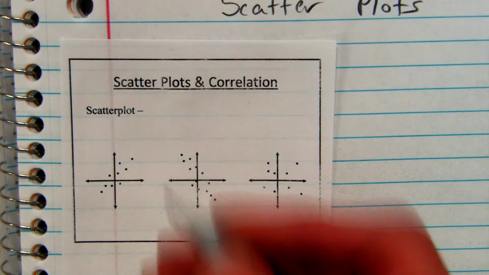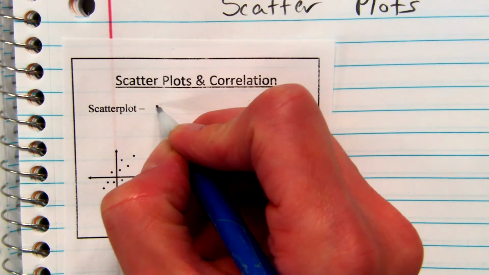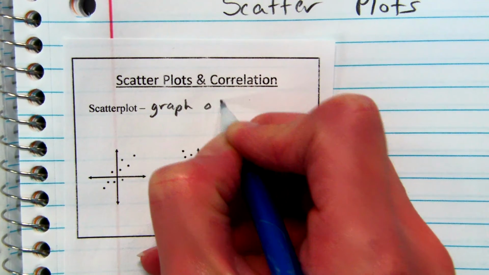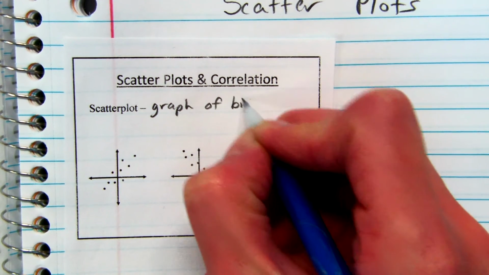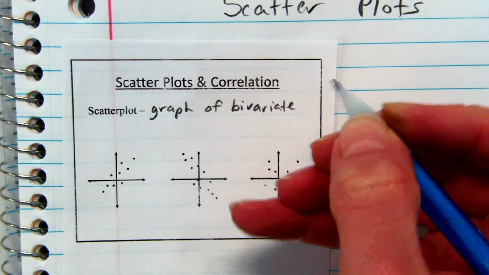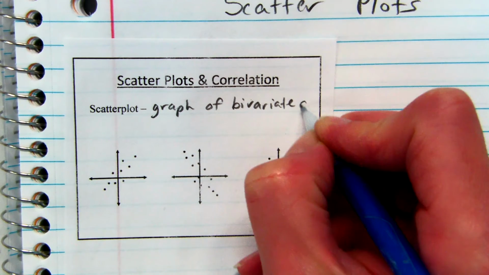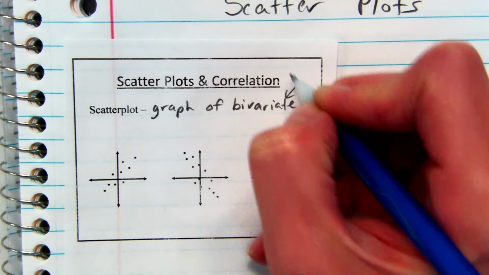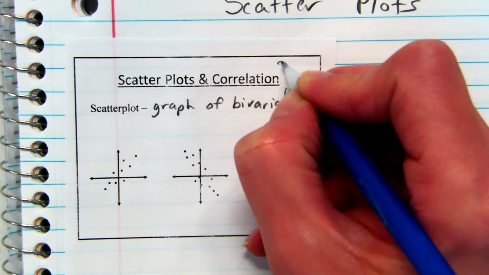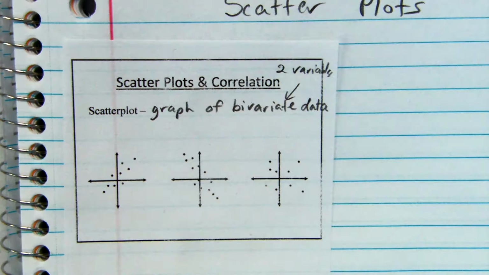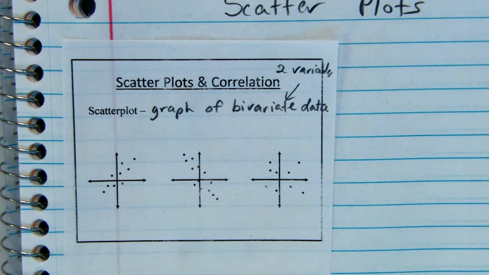So a scatter plot is a graph of bivariate data, which I'll explain in a minute. Bivariate means that you're going to have two variables. So it's like x and y, like we've done linear graphs before. You still have x and y.